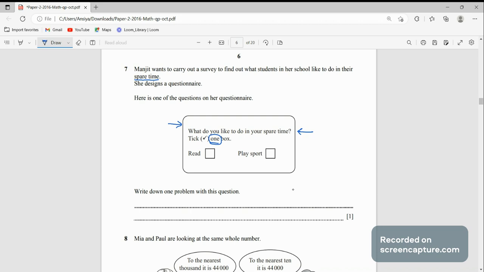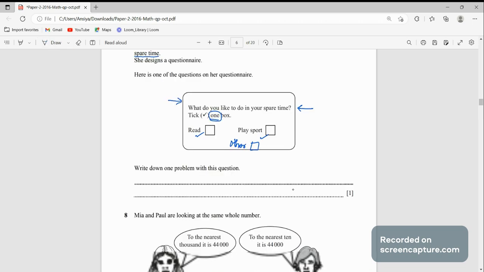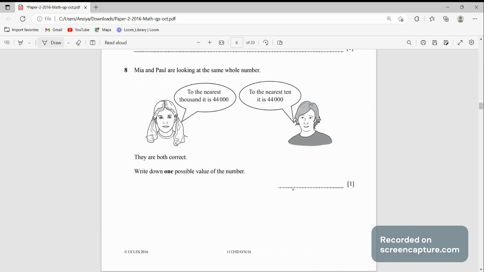That's one mistake. Another mistake: we have plenty of things to do in free time, but only two options are given here. They can include many options, or at least they can include the option 'other'. So you can write any answer here. Whatever mistake you notice, you can write that there.